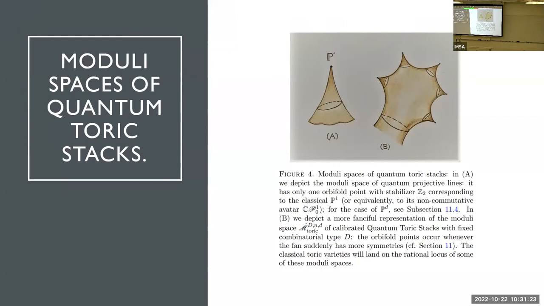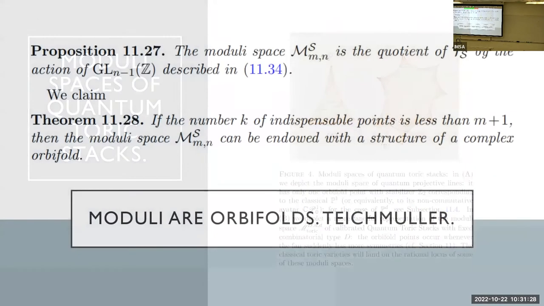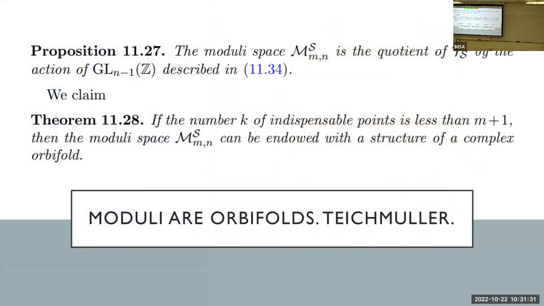The classical toric varieties will land on the rational locus of some of these moduli spaces. And of course, you start getting all sorts of bells and whistles and flavors of these moduli spaces, but there are some that are more natural than others. In any case, we have a Teichmüller-type space. And if you're wondering, someone asked me, is this really the Kodaira-Spencer deformation? It is.